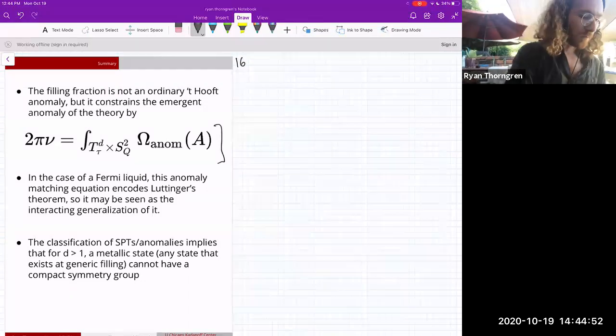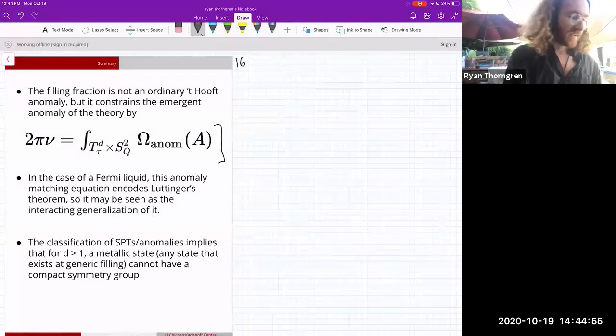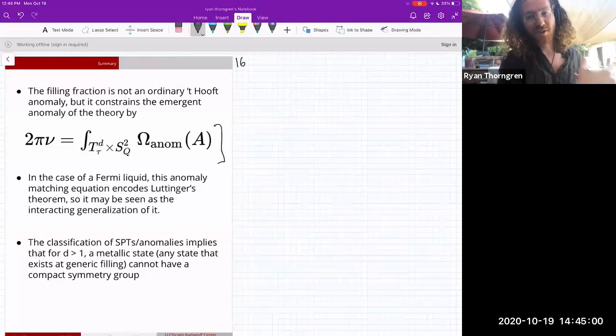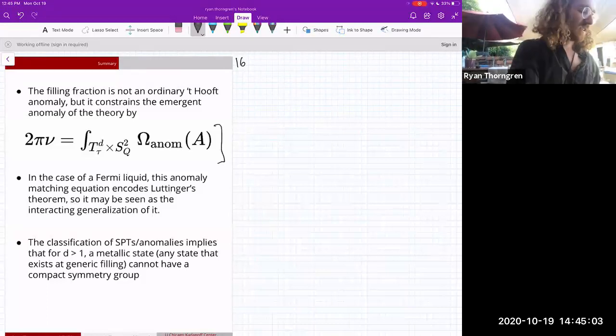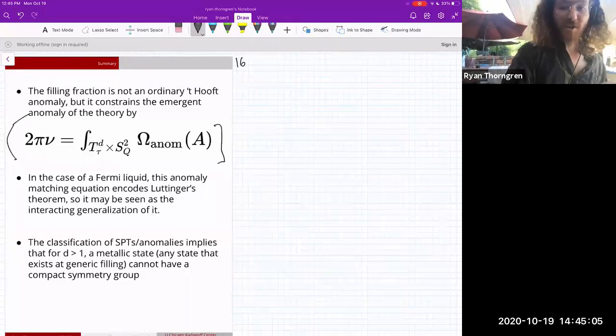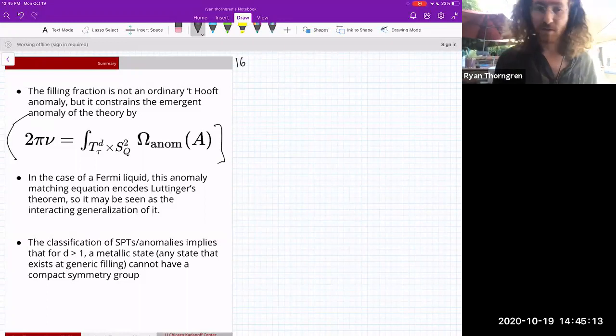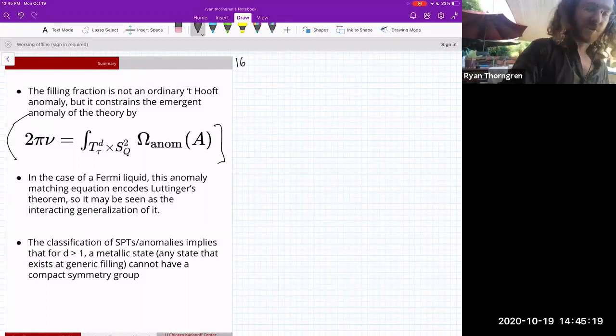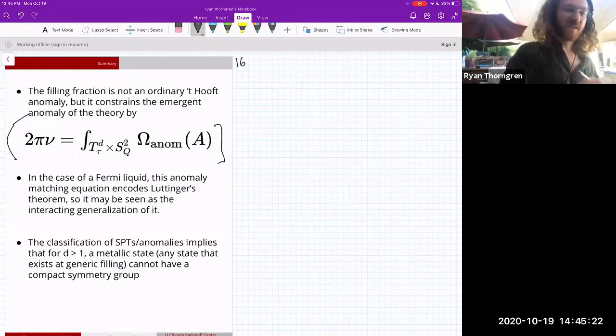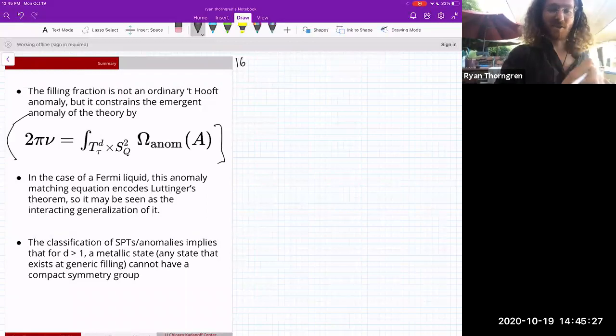on all systems that have loop group symmetry and match the filling fraction. But more generally, for systems that exist at some filling, even if they're not Fermi liquids, even if they don't have a Fermi surface or something like loop group symmetry, I still expect that this anomaly matching equation is satisfied. So for instance, at rational filling, where you might have a topologically ordered state, this equation is also satisfied, but it's only satisfied for irrational values of nu, because the translation symmetry can only be realized in such a way.